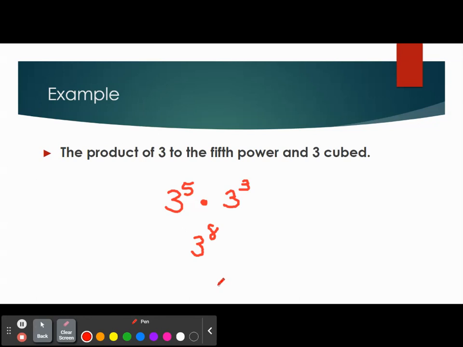You should be writing this down. Now, to actually solve it, you just gotta type in your calculator 3 to the 8th power. And Chase, what did you get? A big number.